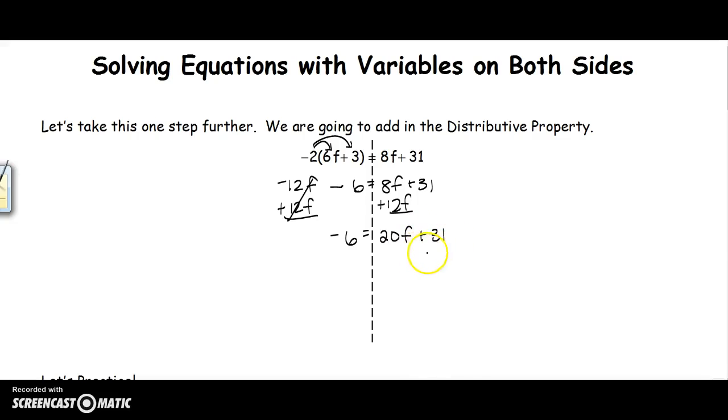And then you're going to move the 31 because we have to get our f to stand alone, so we're moving the constant. Here you have negative 37 is equal to 20f. These are not pretty numbers, I apologize, but decimals are numbers as well. And then you would divide by 20, and you're going to get negative 1.85. So remember, you are allowed to have a negative number as an answer and a decimal. Okay, so don't be scared if you get a decimal as an answer.